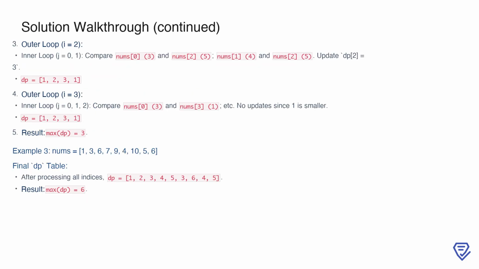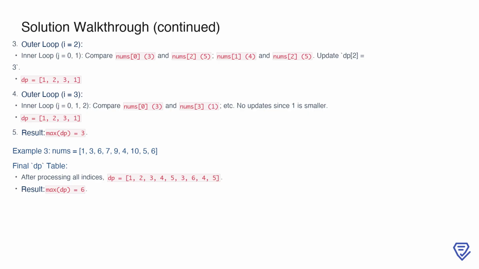Next, for i equals 2, we compare nums[2], which is 5, with previous elements. Both 3 and 4 are smaller than 5, so we extend the subsequences ending at those indices to include 5. This updates DP[2] to 3, resulting in DP equals 1, 2, 3, 1.